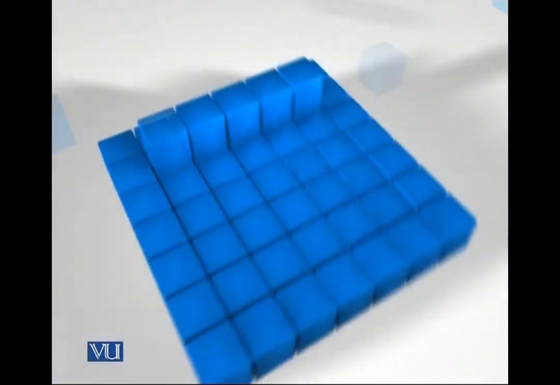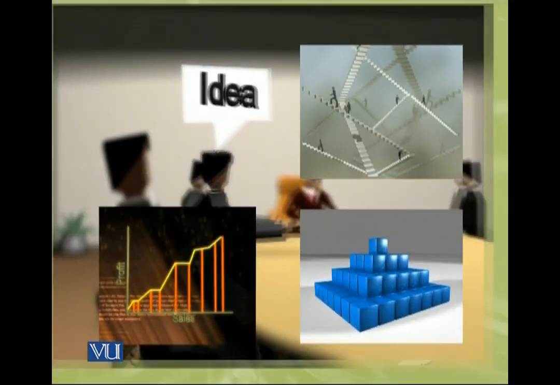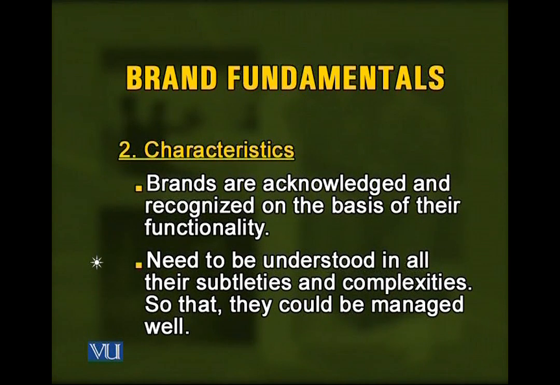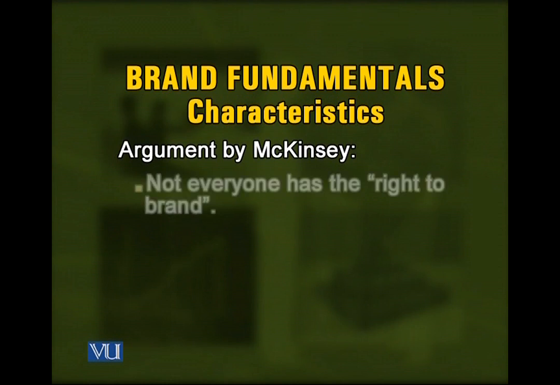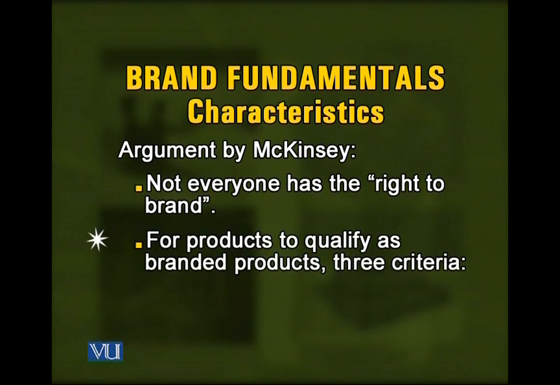And therefore, they are things which are very, very essential for the success of a company. And therefore, they need to be understood in all their subtleties and complexities. The subtleties and complexities are so important to the basic architecture of brand and brand management that McKinsey, one of the very well-renowned consultants in the world, have said that not everyone has the right to brand their products. For products to qualify as the branded products, there are 3 criteria, according to those consultants. And these are all very important.